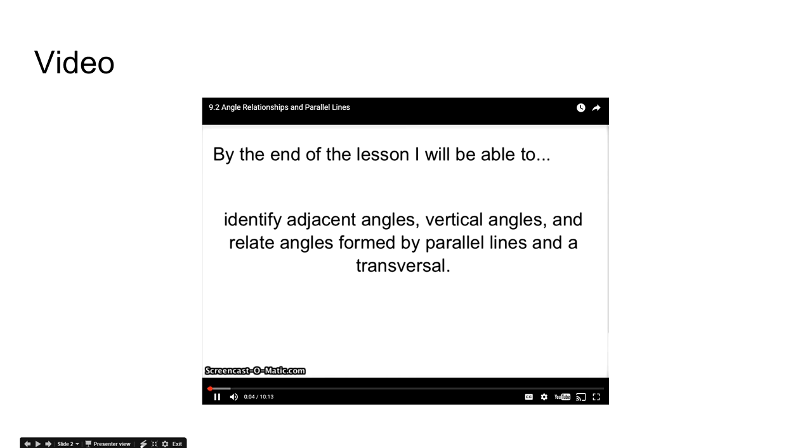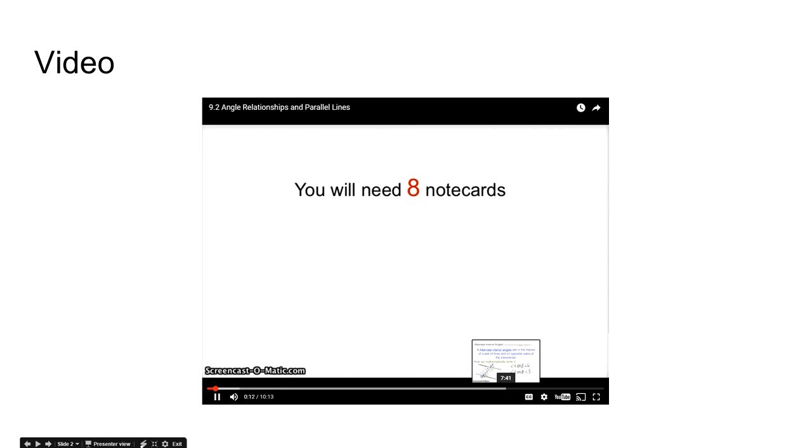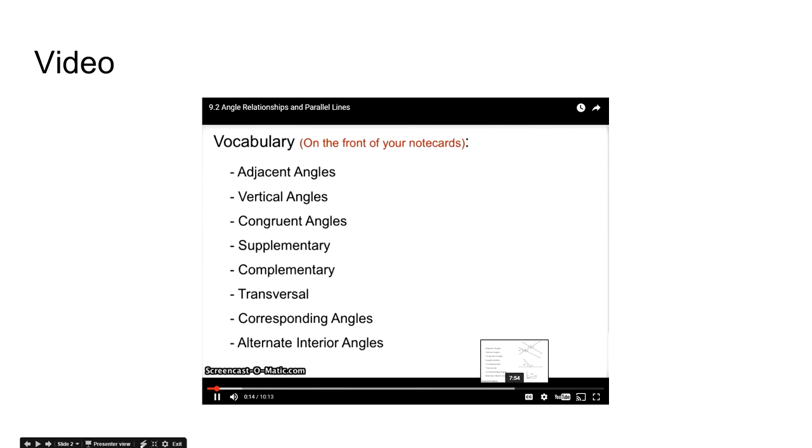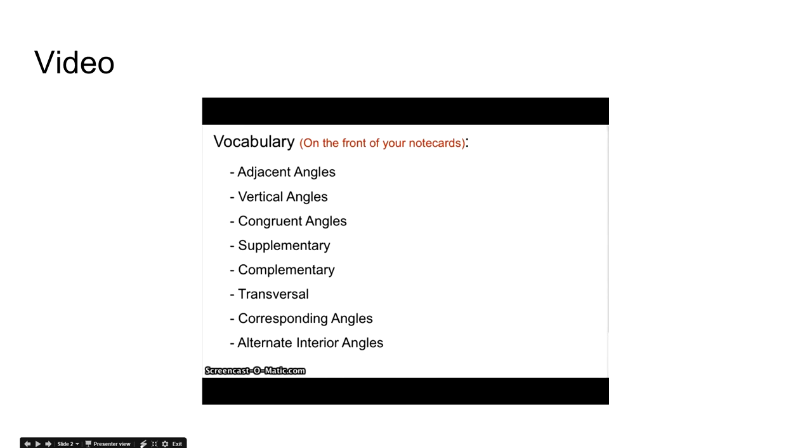9.2 angle relations lesson. I will be able to identify adjacent angles, vertical angles, and relate angles formed by parallel lines and a transversal. You're going to need 8 note cards today. Here are the 8 note cards: adjacent angles, vertical angles, congruent angles, supplementary, complementary, transversal, corresponding angles, and alternate interior angles. Pause this and create your 8 note cards, putting these vocab words on the front of each.